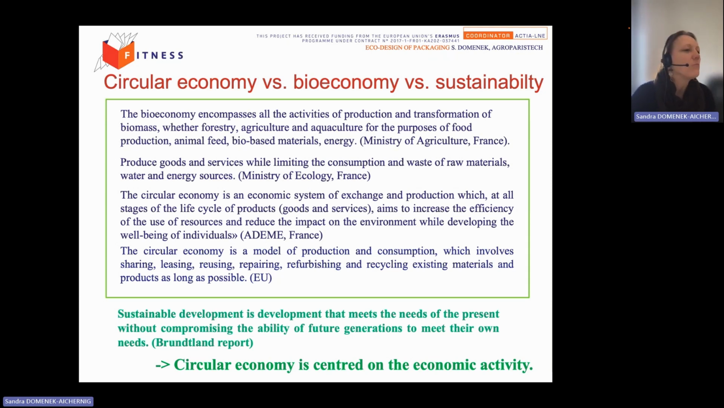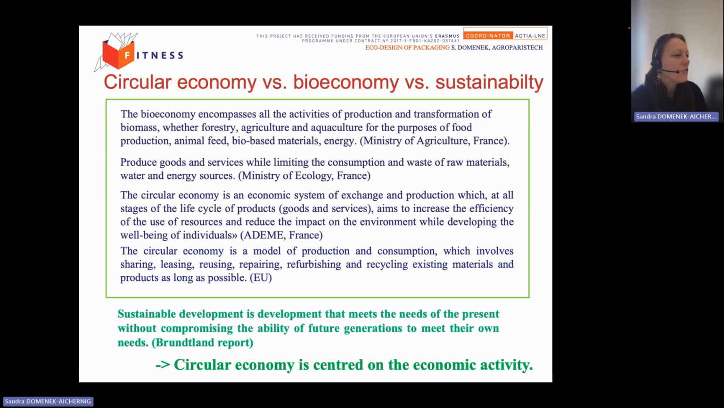So for the moment, there is no really official one, but I think all these definitions give you some clues of what it is all about. And just to set it up, there is the problematic of sustainable development, which is a development that meets the needs of the present without compromising the ability of the future generations to meet their own needs. So this is the very initial definition of sustainable development. And you see, this is not matching the ones of circular economy.